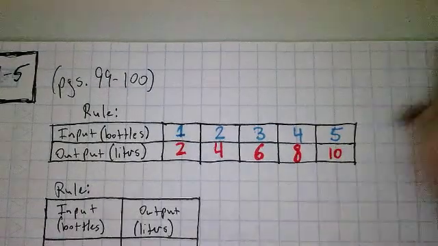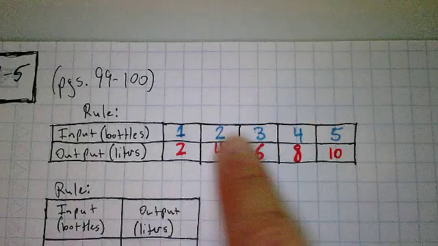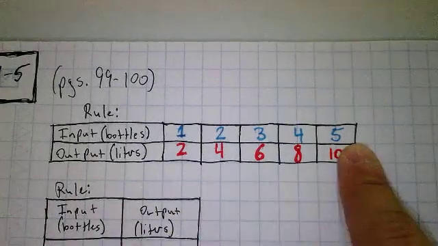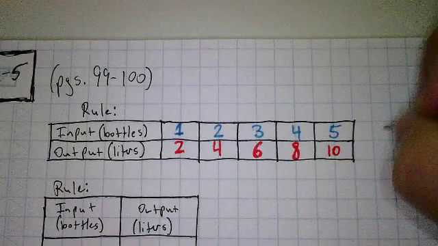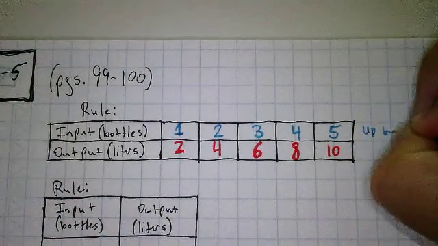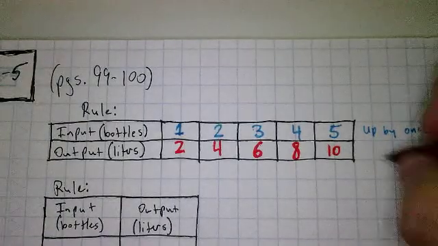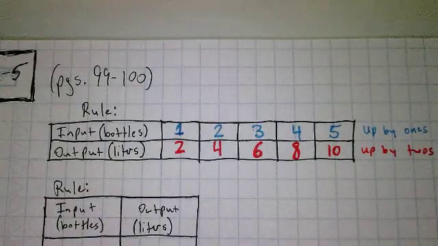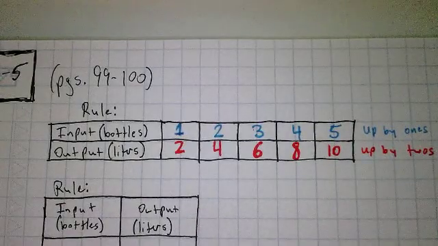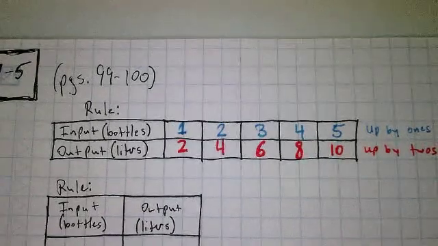You'll notice, in a second, what are our patterns here? Our input goes up by what? 1. Okay, our input goes up by 1s, right? What does our output go up by? 2. Up by 2s. Now, is it going to be the same pattern every time we do an input-output table? No, this one goes up by 1s and 2s, but they won't always, okay?